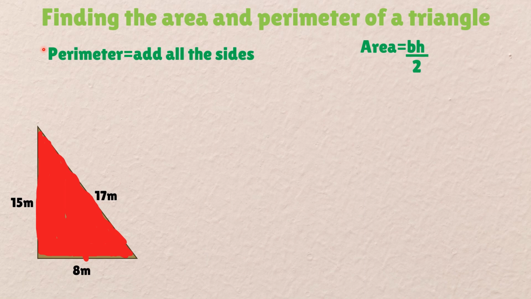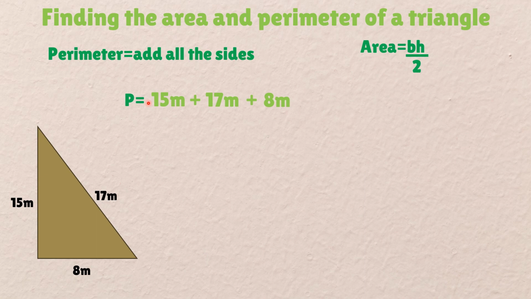Now, let's jump into our example, and we will start by finding the perimeter of this right triangle. For perimeter, we need to add all of the side lengths. We have 15 meters, 17 meters, and 8 meters. So, 15 plus 17 plus 8. Keep in mind, it doesn't matter what order you add the side lengths in. You will get the correct perimeter however you do it.